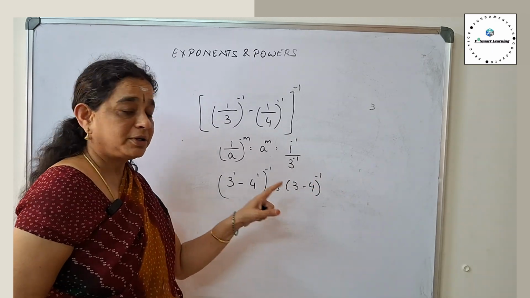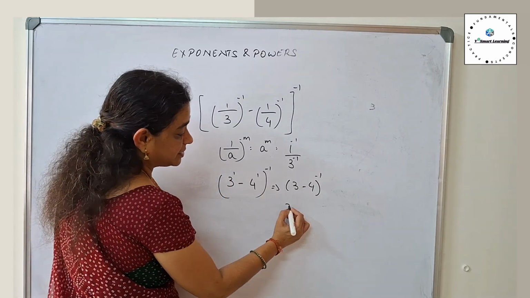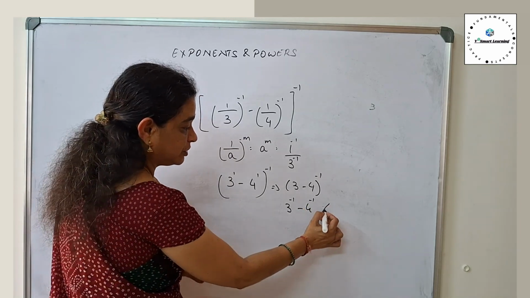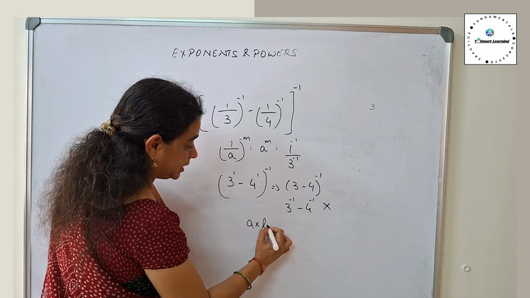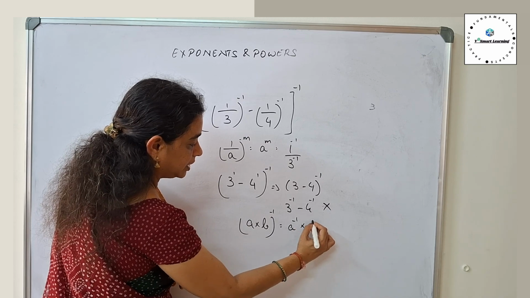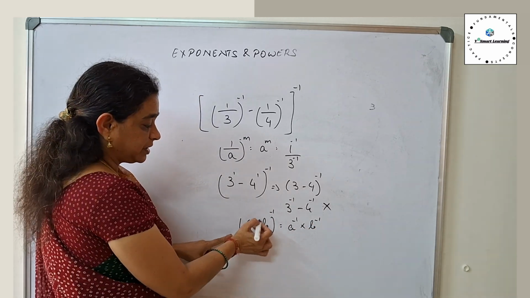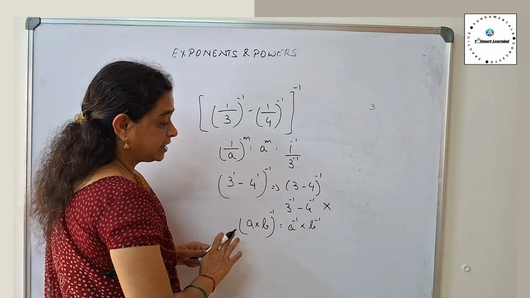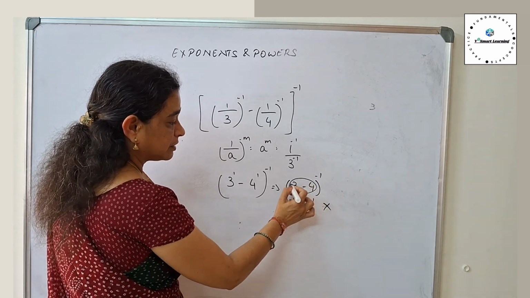Now, an important mistake that students generally make is they will write this as 3 to the power minus 1 minus 4 to the power minus 1. This is totally wrong. You can do (a into b) to the power of minus 1 as a to the power minus 1 into b to the power minus 1. Only when you have a multiplication can you split this exponent among both the numbers. But here you have a negative sign, so you can't do that. You'll have to simplify this.